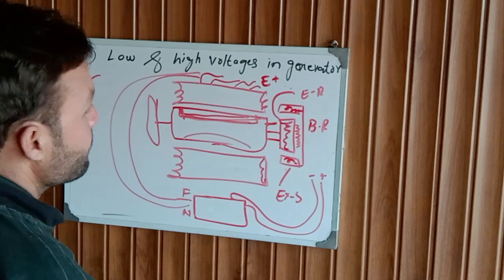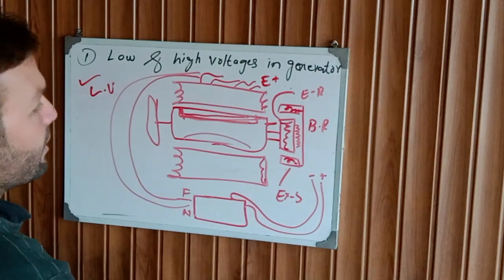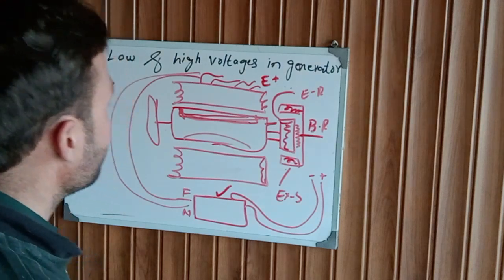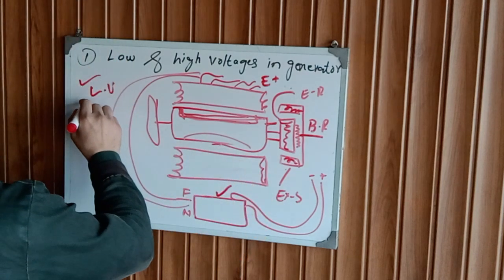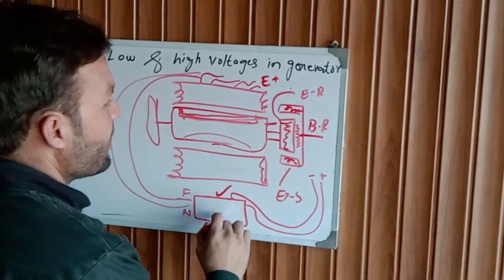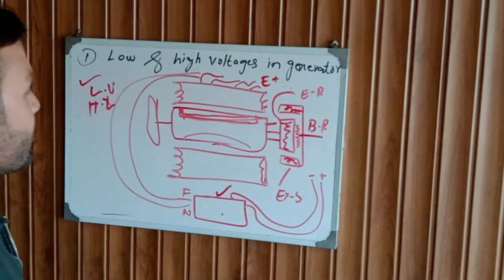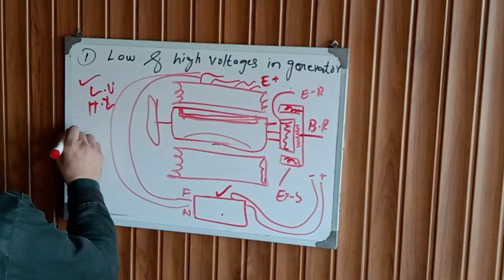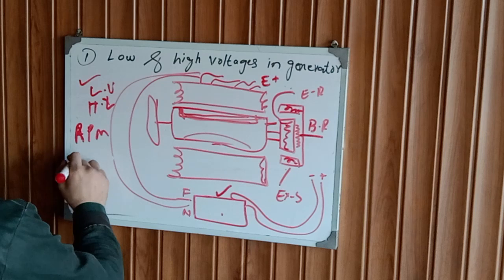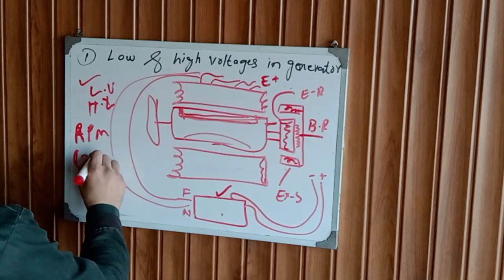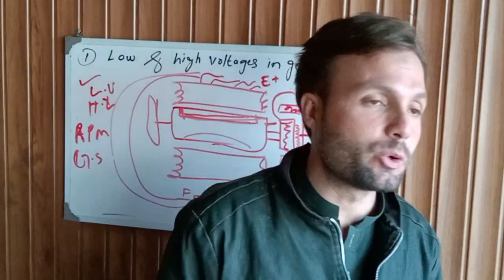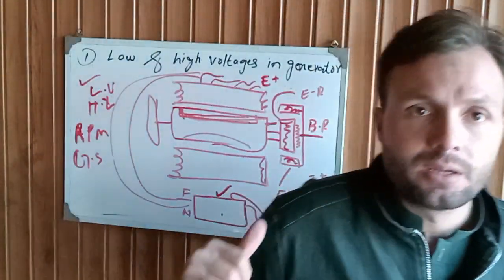If we have a low voltage problem, first of all we need to check the bridge rectifier and AVR. If we have a high voltage problem, we also need to check the AVR and bridge rectifier. With that, we need to adjust the engine RPM or governor setting. That's all the related problems of low voltage and high voltage. So I hope you understand fully with this complete brief lecture.